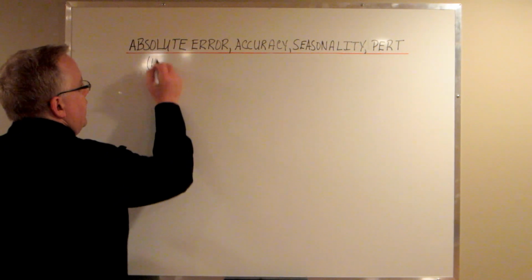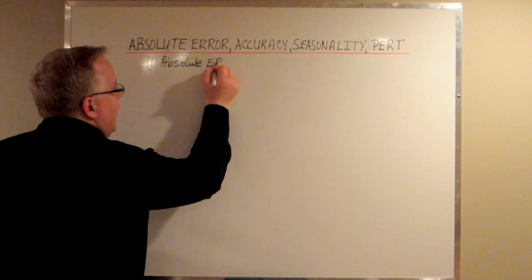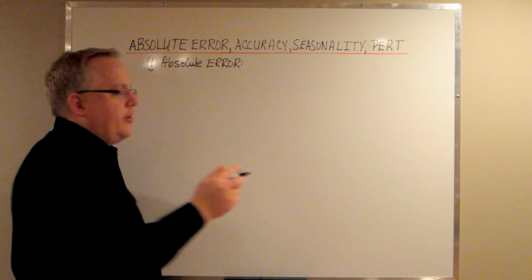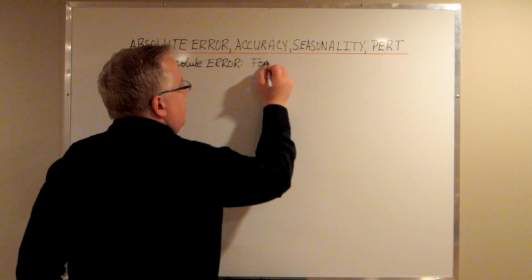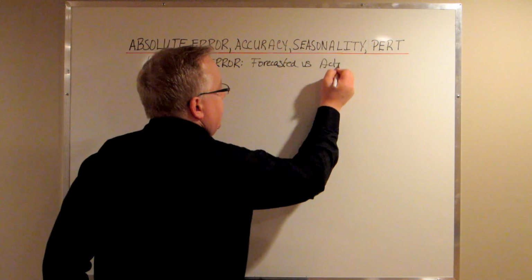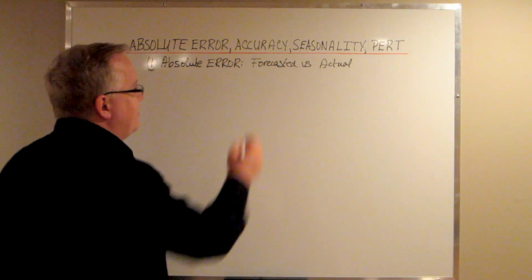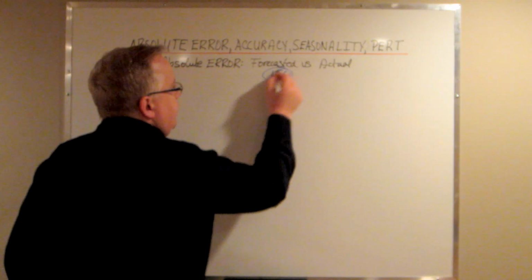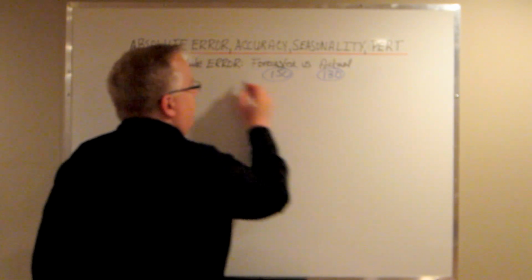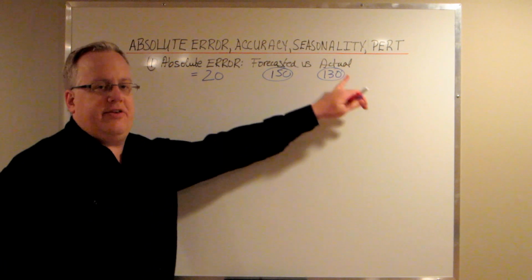The first portion we're going to look at is absolute error. Absolute error is very simple to understand. Absolute error is simply the difference between your forecasted and your actual sales. Okay, so it's the difference between forecasted versus actual sales. So in our example, let's say you have a salesperson, he forecasts 150 units sold, and he actually goes out and only sells 130. Well, your absolute error in this case is 20 units. Okay, difference between forecasted and actual sales.